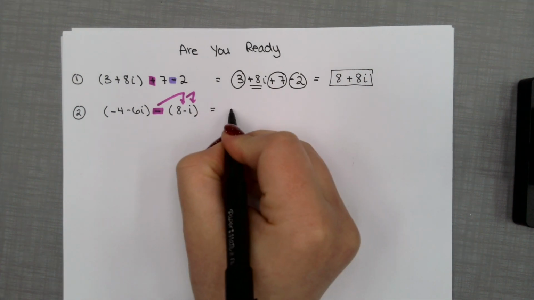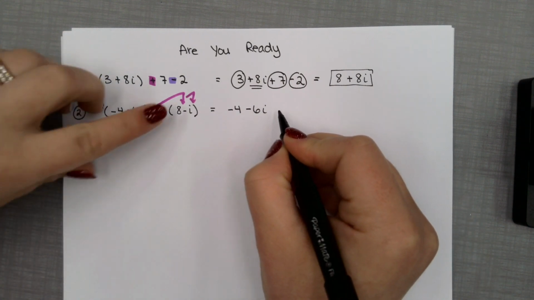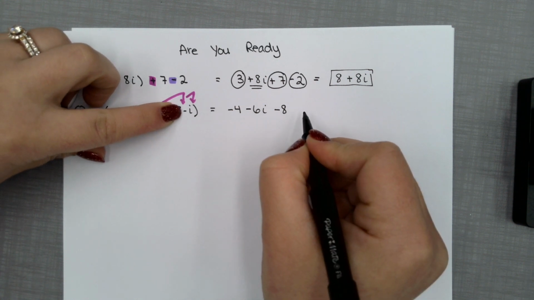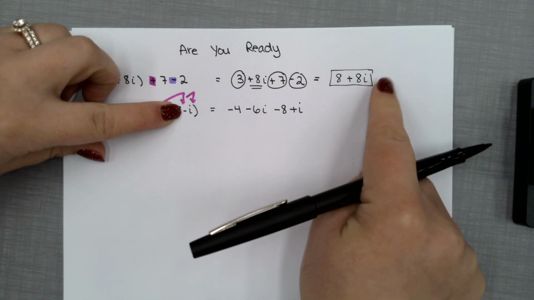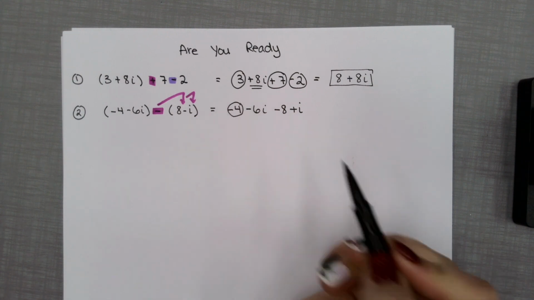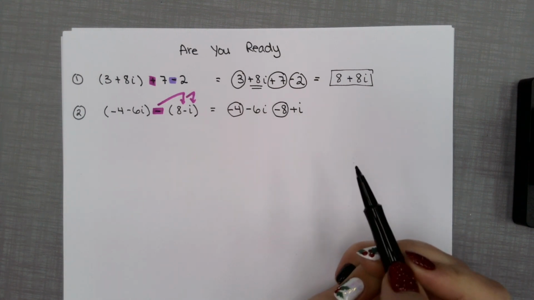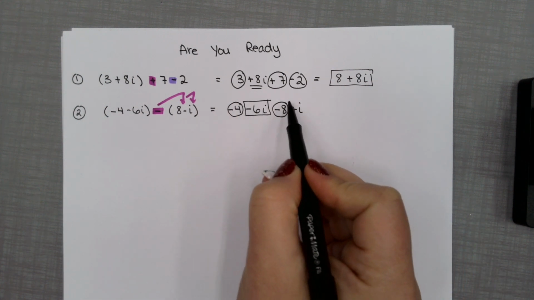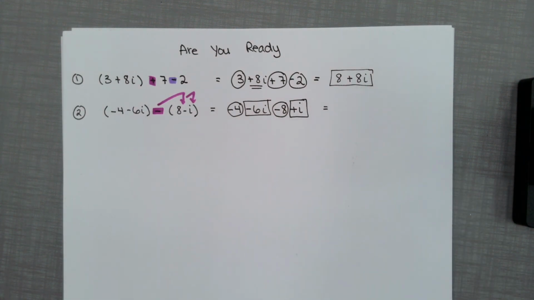So we have negative 4 minus 6i. 8 is positive, so it becomes negative. i is negative, so it becomes positive. And now we're doing exactly what we did up top. Number with number, letters with letters. So we have a negative 4 without a letter. We have a negative 8 without a letter. We have a 6 with a letter, negative. And we have a positive 1i. So we're going to combine those.